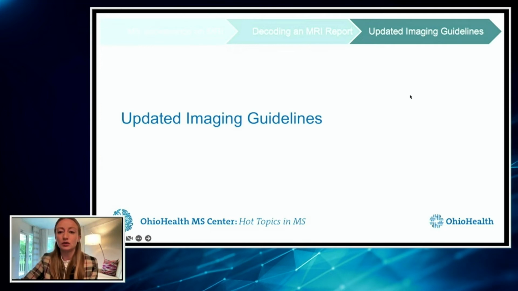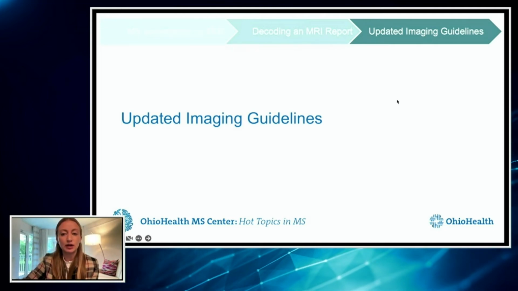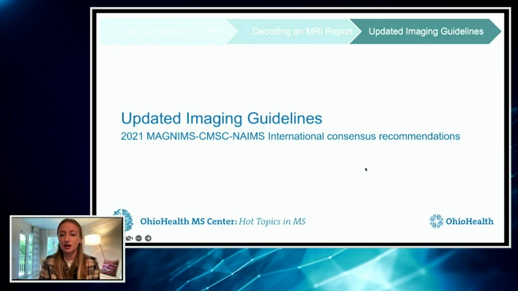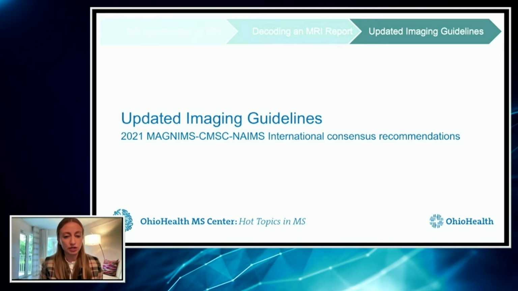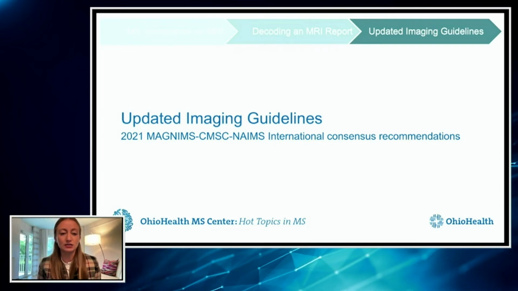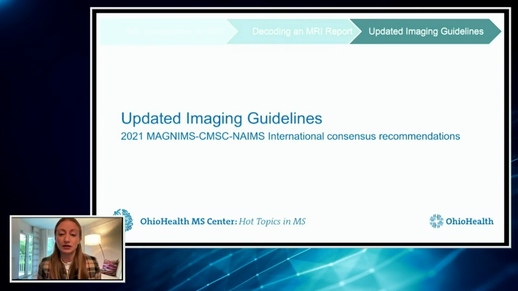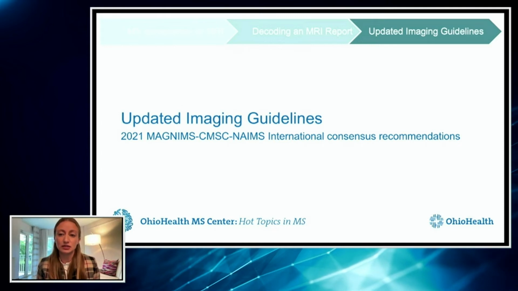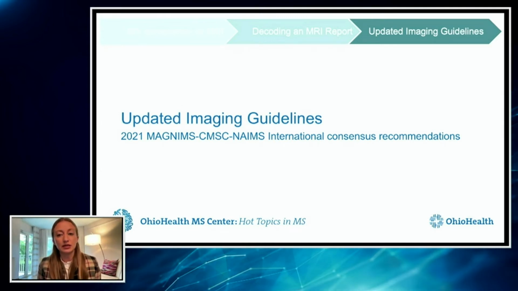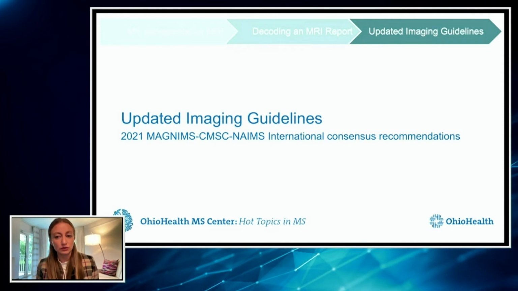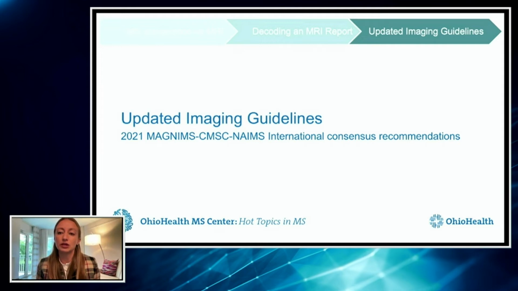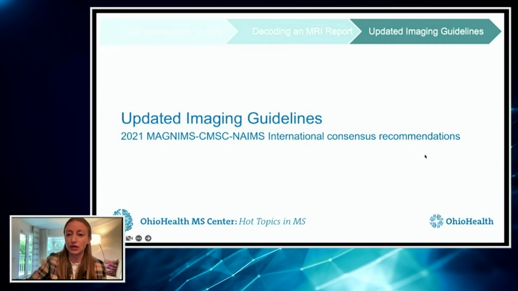So now I want to look a little bit into the updated imaging guidelines. There were updated consensus guidelines published last year by 3 different organizations, committees. These were MAGNIMS, which is the Magnetic Resonance Imaging in Multiple Sclerosis Study Group, CMSC, the Consortium of Multiple Sclerosis Centers, and NAIMS, North American Imaging in Multiple Sclerosis Cooperative.